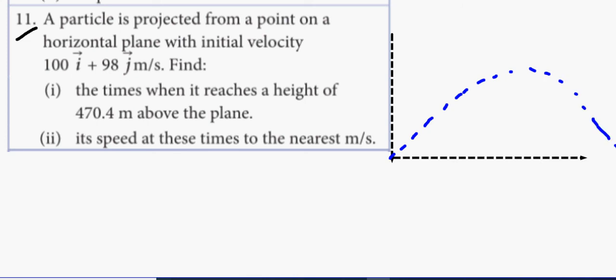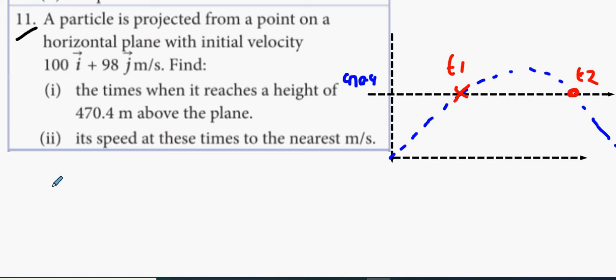Now, let's put this line here. What does that line represent? 470.4. This one can be T1, the first time it hits it on the way up, and T2 can be the second time it hits it on the way down. We're looking for 2 times, so we're probably going to be using the quadratic ut plus half at squared, more than likely.